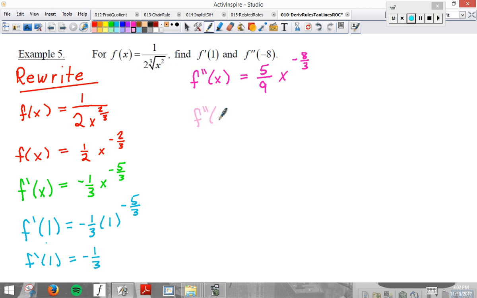F double prime of negative 8, just replacing the x with negative 8. And that would be a fine answer if you weren't being asked to evaluate it. I'm going to review right now how to evaluate that with negative exponents because it seems to give many students trouble. I'm still going to label this side. Notice how all my work is labeled, just to keep it organized. 5/9.